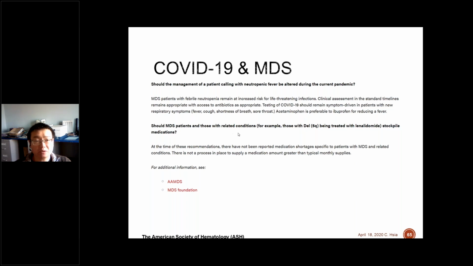Should MDS patients and those with related conditions, for example, those with deletion 5q being treated with lenalidomide stockpile medications? The answer is fairly universal for this. At the time of this recommendation, there have not been reported medication shortages specific to patients with MDS and related conditions. There's not a process in place to supply medication amount greater than typically monthly supplies for these medications like lenalidomide.